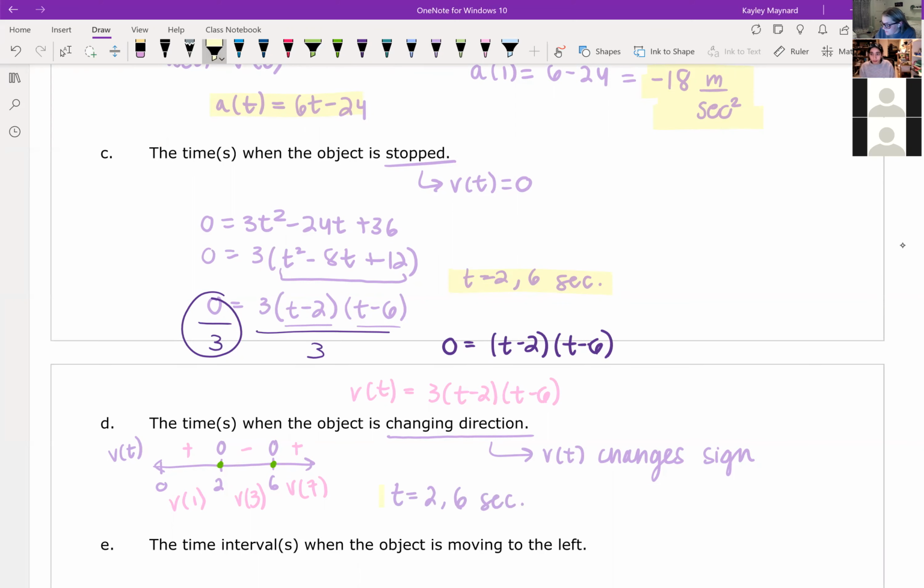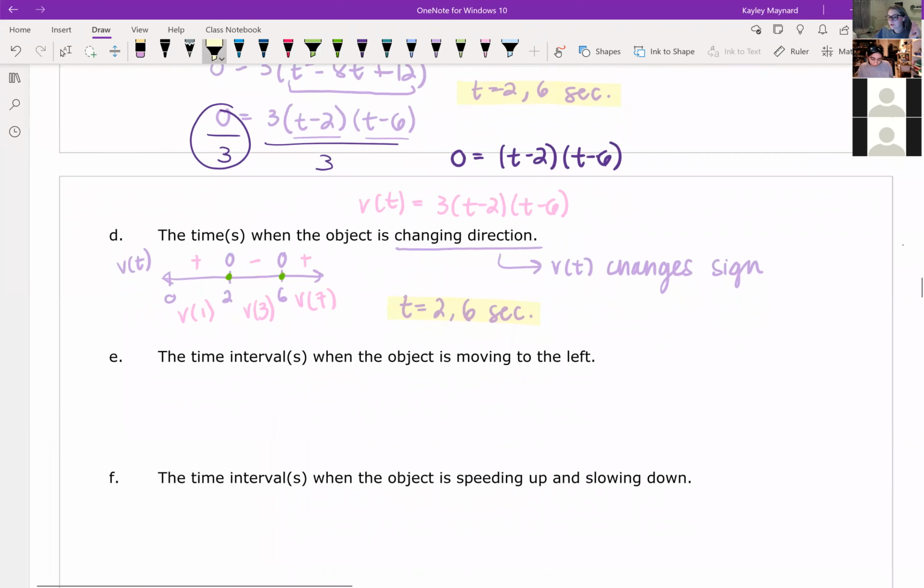It may not always be both spots. It may just be one. Maybe it's none. Because just because the object stops moving doesn't mean it changes direction. It could stop and then keep going the same direction it was already going.